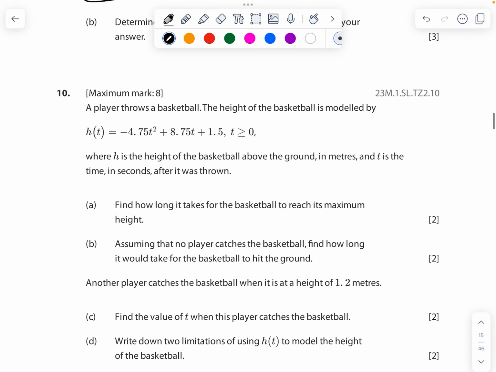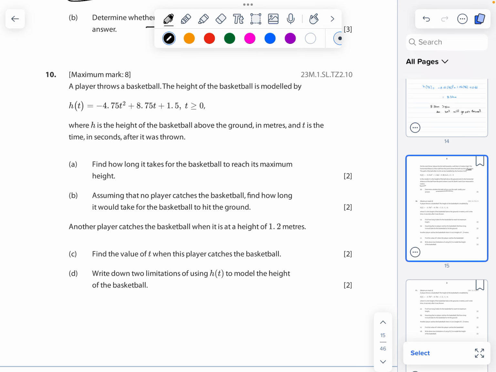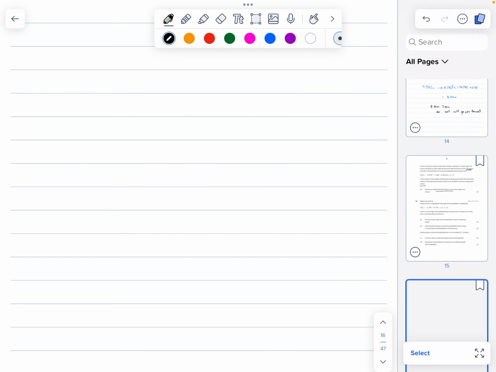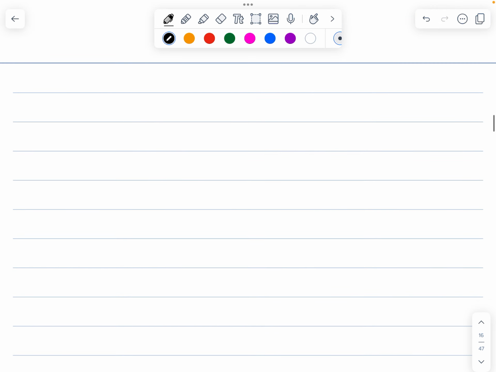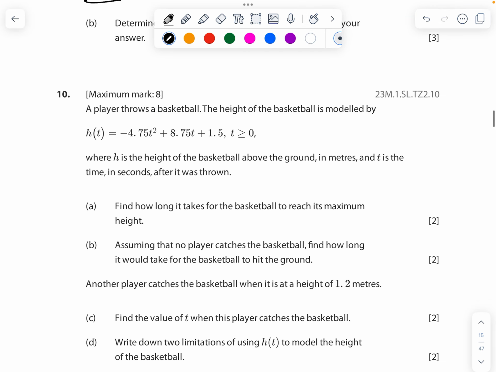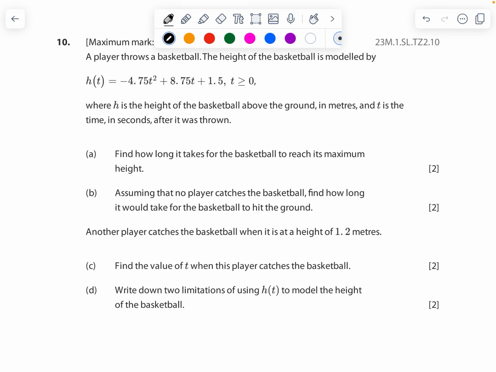Question number 10. What is being told in question number 10? A player throws a basketball. The height of the ball is again modeled, where h is the height of the basketball above the ground in meters and t is the time. Find how long it takes for the ball to reach the maximum height. So, how long will it take the ball to reach the maximum height?